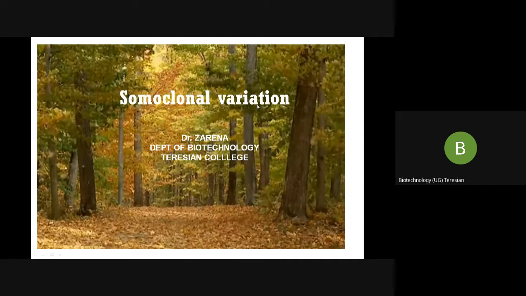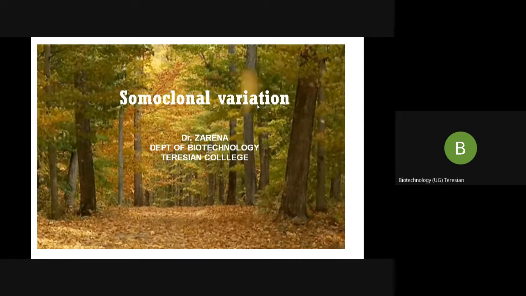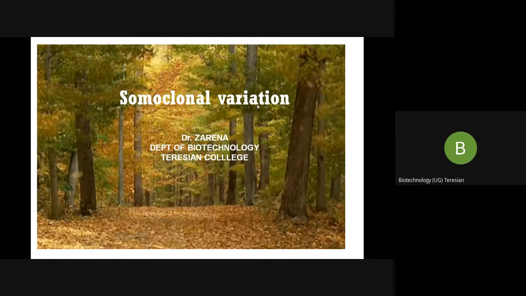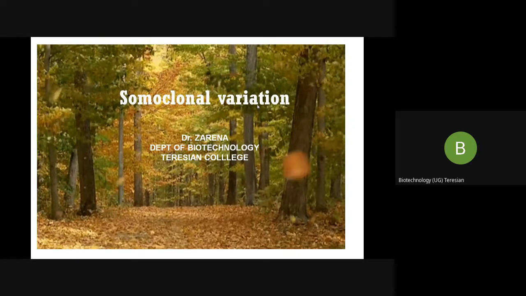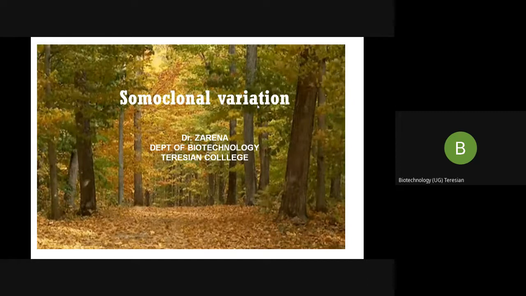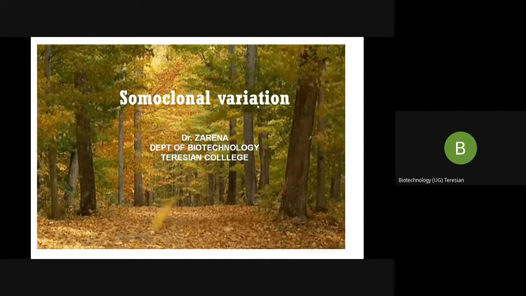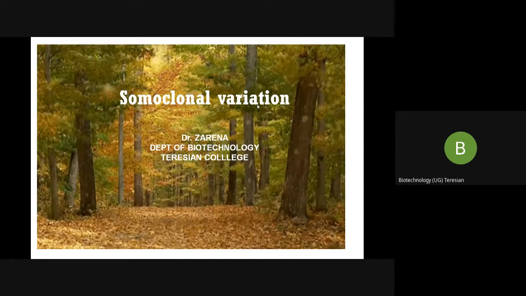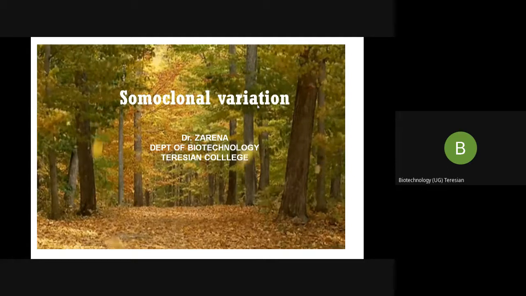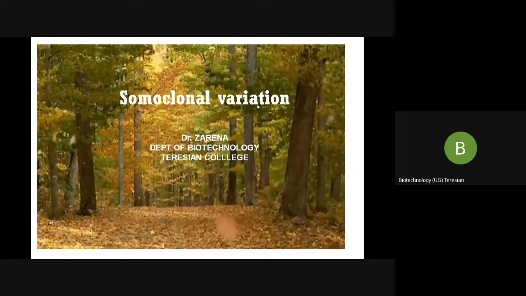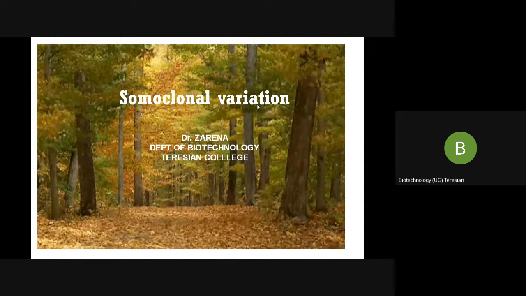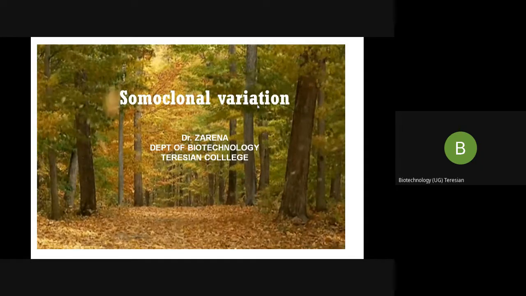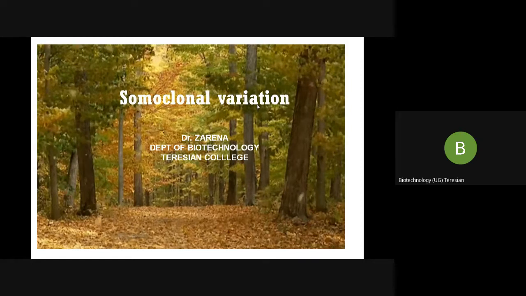So when I am doing somaclonal experiments in tissue culture, it can lead to variation. Naturally also this can happen. So the variation which arises in the vegetative clones of the plant is called somaclonal variation. This can have merits and demerits.